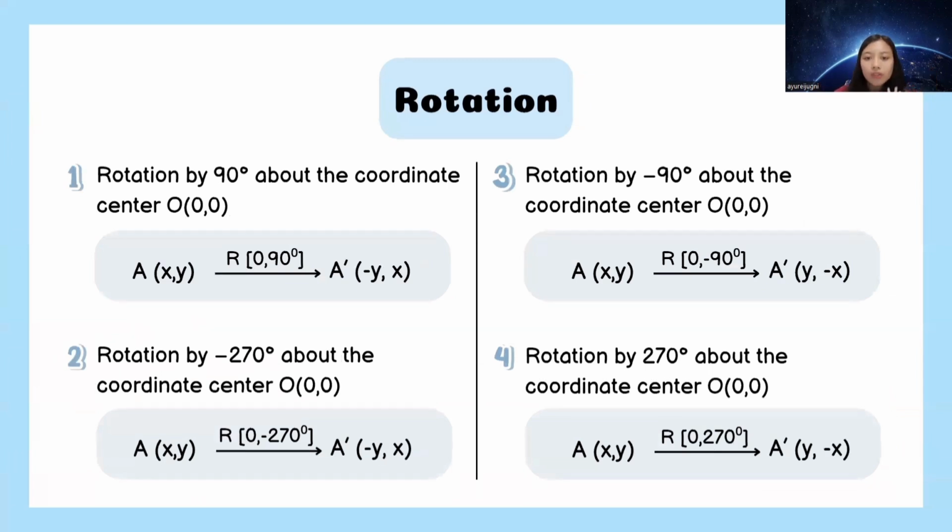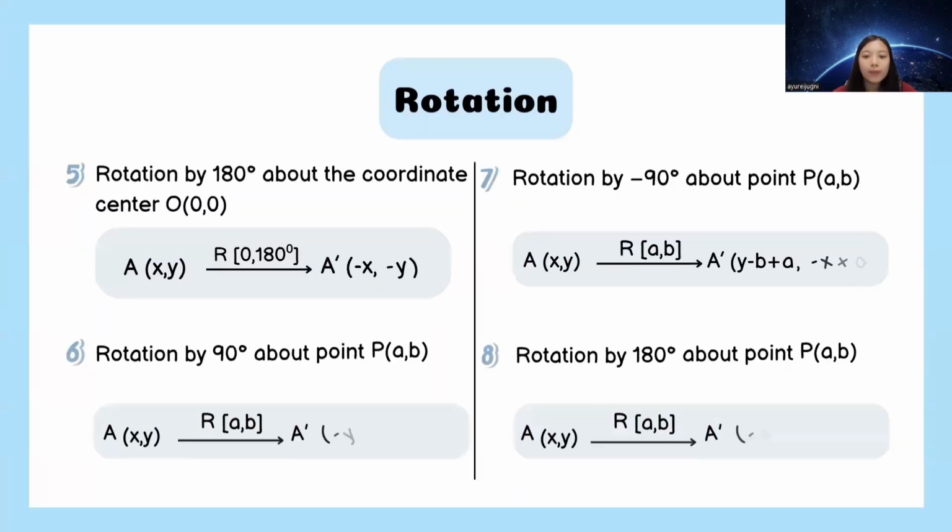Here are some important rotation formulas. Rotation 90 degrees about the origin, rotation minus 90 degrees about the origin. Please pay attention to how the coordinates switch position. This is the key idea in rotation. Take your time to observe the pattern carefully.